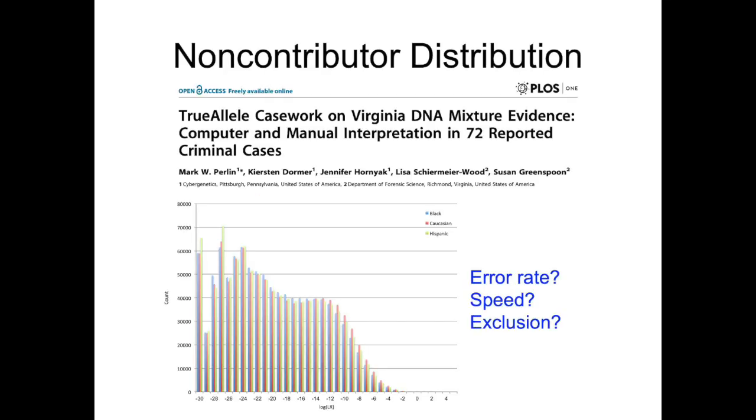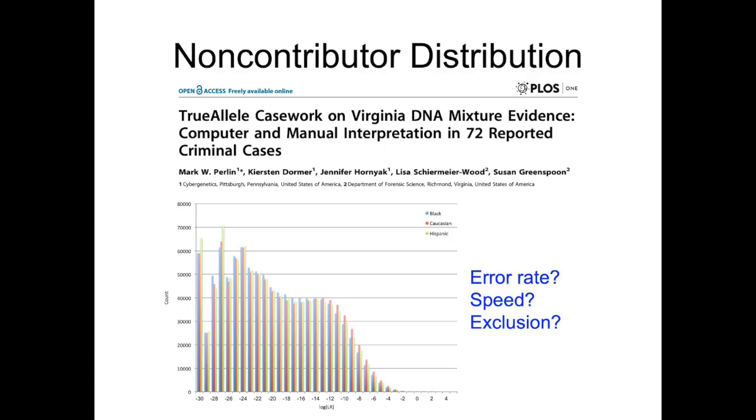So continuing, this is the same non-contributor distribution we saw in this paper that's on our website and free online to take a look at. It's a very nice paper. Susan Greenspoon and Lisa Schimmer Wood were great to work with on this. We kept putting more in until everybody was happy with it. The first question is, what does this tell you about error rates? And I'll show you that right now.